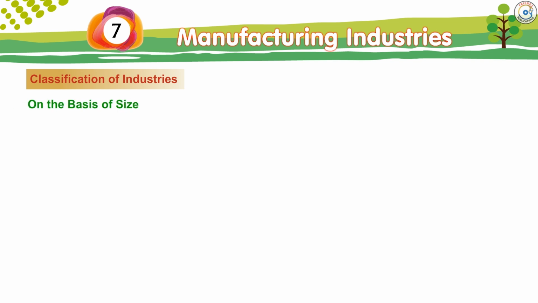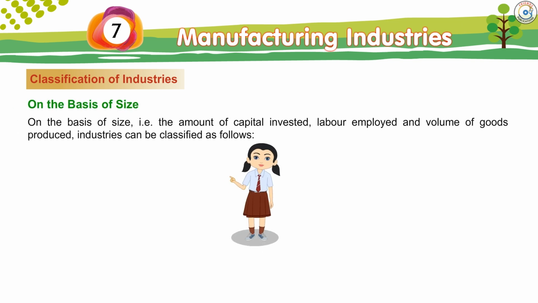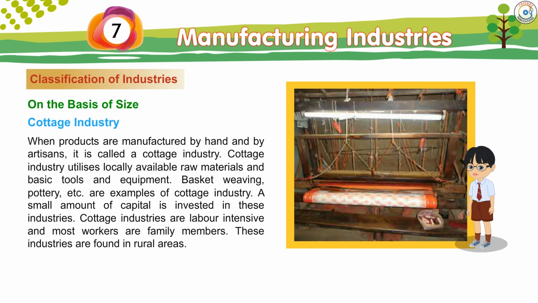On the basis of size, that is, the amount of capital invested, labor employed, and volume of goods produced, industries can be classified as follows. Cottage industry. When products are manufactured by hand and by artisans, it is called a cottage industry.